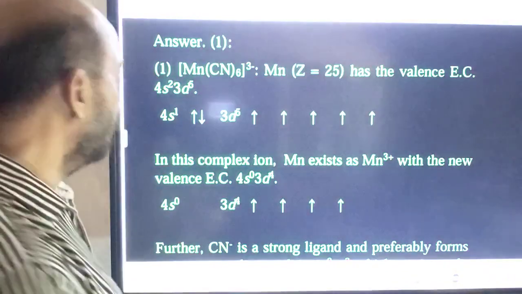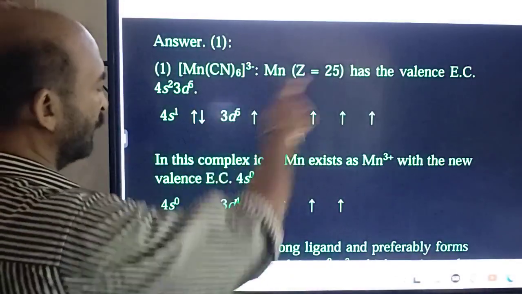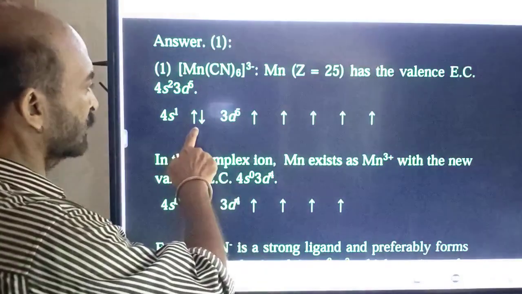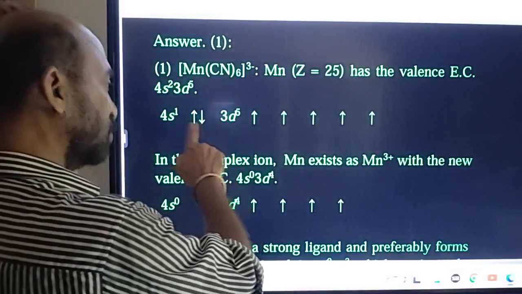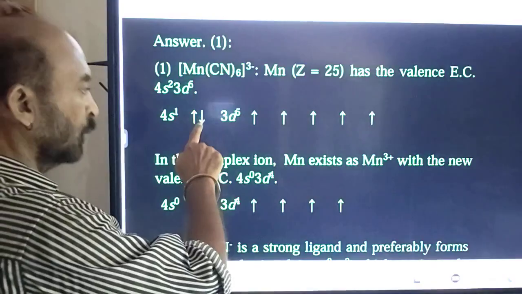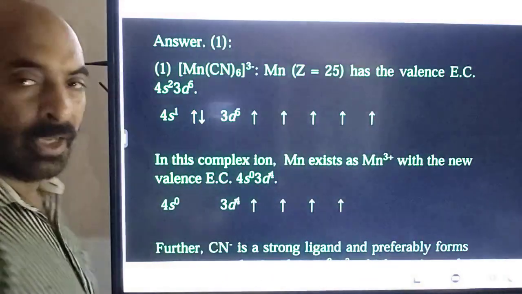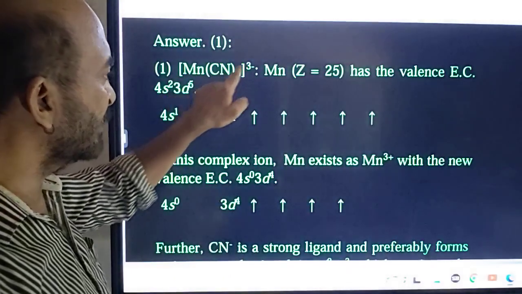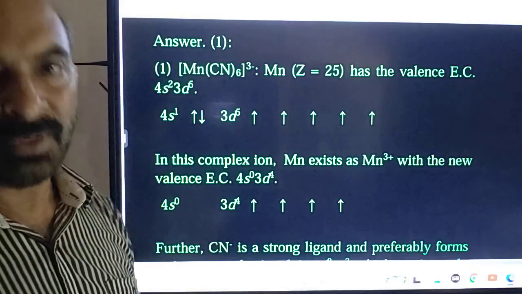See, remember, in a neutral manganese atom, which has 25 electrons, the valence electronic configuration is 4s2 3d5. It is wrongly typed as 4s1 here. I'm sorry, it is 4s2, not 4s1. 4s2 3d5.